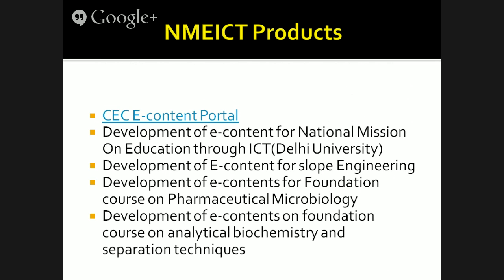Now another is the consortium of this e-content portal, which has been given to Delhi University to develop e-content on various topics. It may be on pharmaceutical microbiology, it may be English, it may be sociology, anything. So I will just tell you how to go about it.